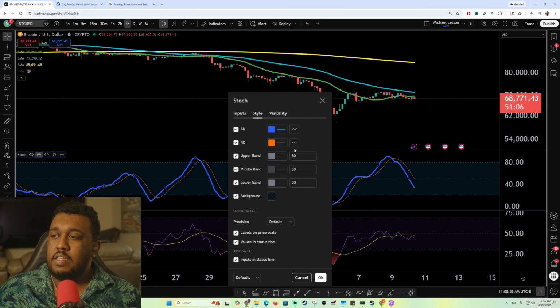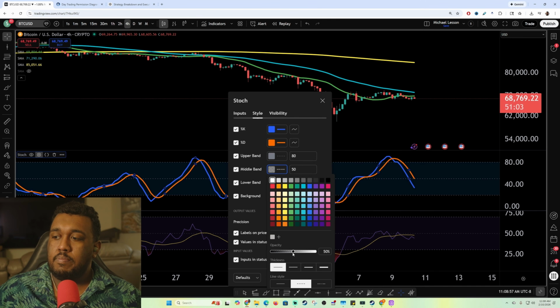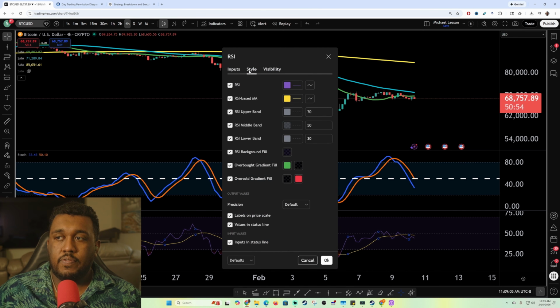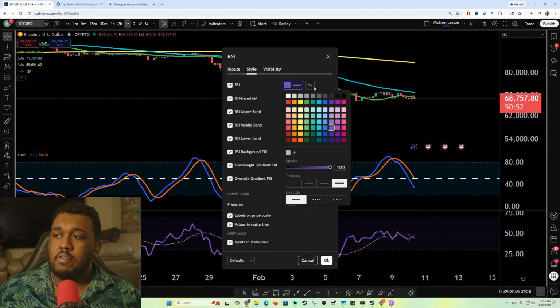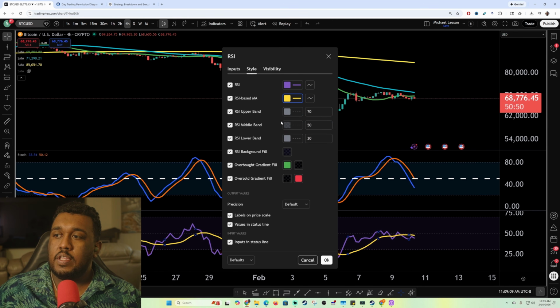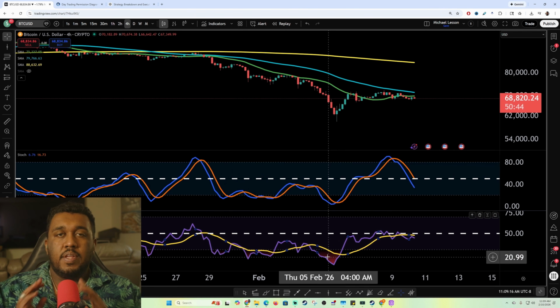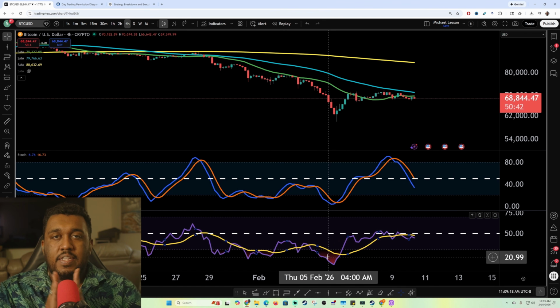The K and the D, they're going to have thicker lines. And then for the middle band here, make it white, make the opacity 100%, and then give it a thick line right there. After that, get out of it. Go over here to the RSI. Very simple for this one. Go to style, thicker lines for purple, thicker lines for the yellow. Middle band here, same drill, white, opacity 100. Make it as thick as possible, and boom, there's the setup. All right, very easy setup.